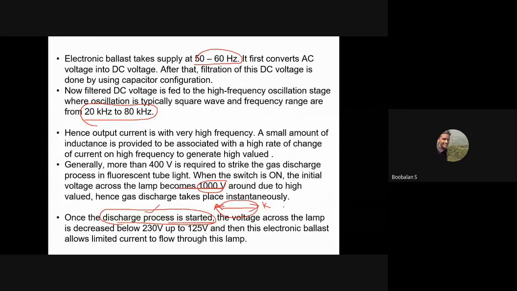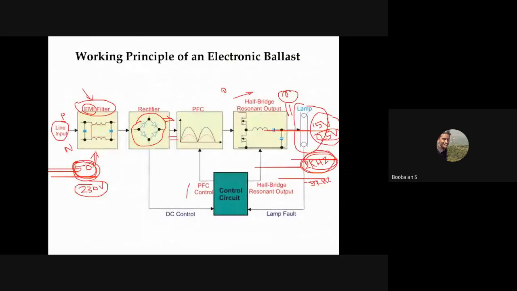At that time the voltage is reduced to 125 volts in the electronic ballast. Only at starting is this much voltage needed, but after starting we reduce the voltage. Definitely current is limited and voltage is also limited, so my power consumption is very low. As I already told, all of this comes under electronic control.